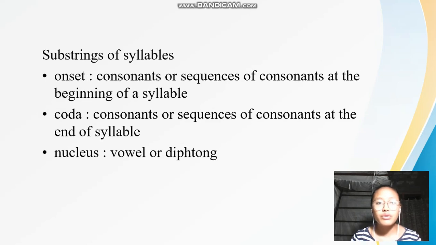Next, we have to know the substrings of syllables, which are onset, coda, and nucleus. Onset is the consonant or sequence of consonants at the beginning of the syllable, and coda is the consonant or sequence of consonants at the end of a syllable, and then nucleus is the vowel or diphthong found in a syllable. Nucleus is the most important part that helps us determine the syllables.